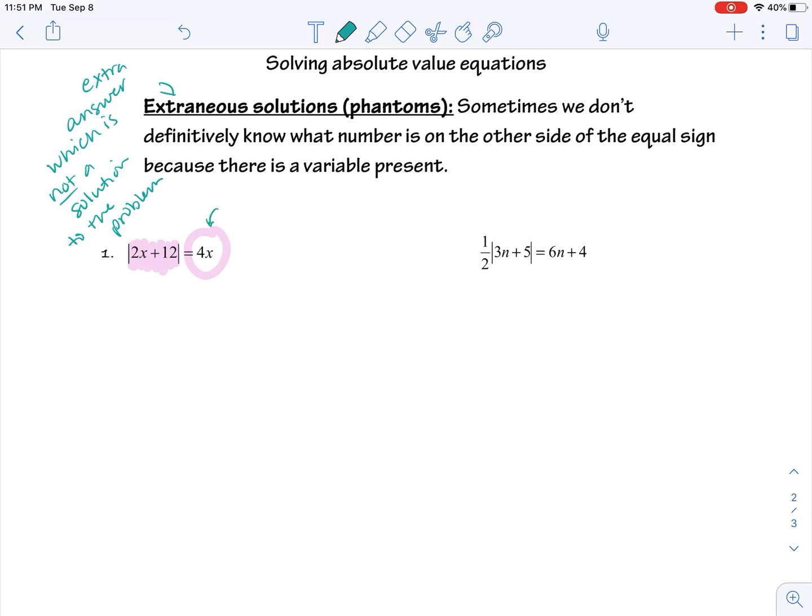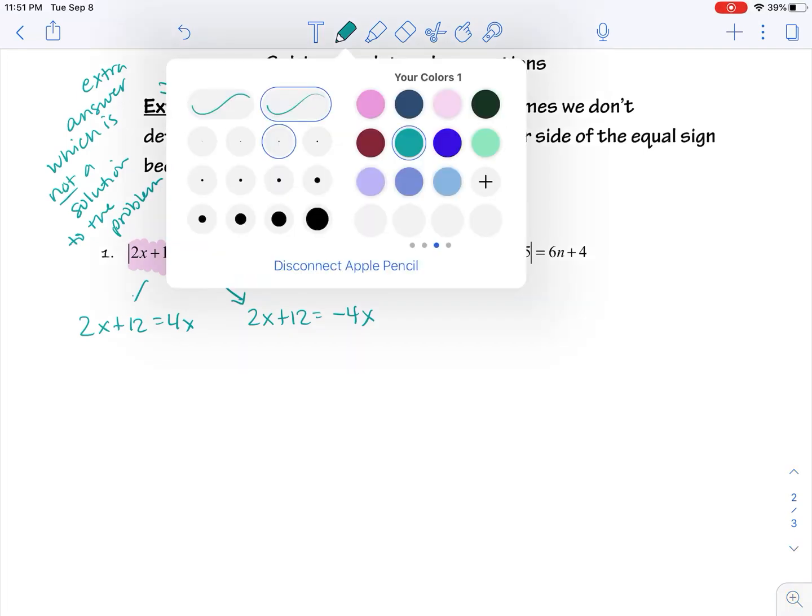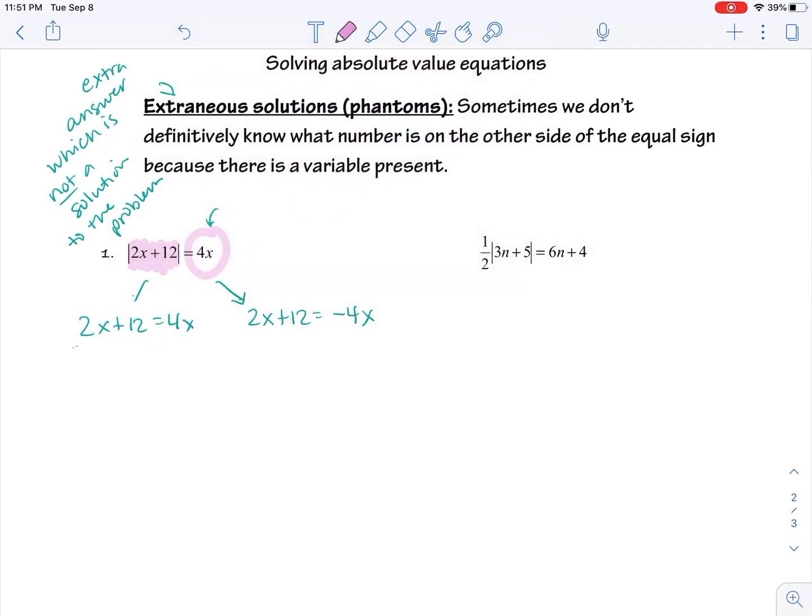We're going to solve for 2x plus 12 equals 4x. You're going to solve for the original. And we're going to solve for the opposite of 4x, which is 2x plus 12 equals -4x. Great. We can solve this problem. It is not terrifying, so please don't let it do that to you.